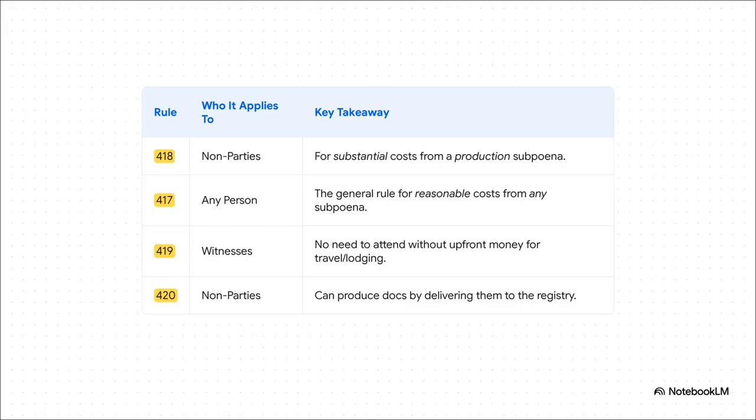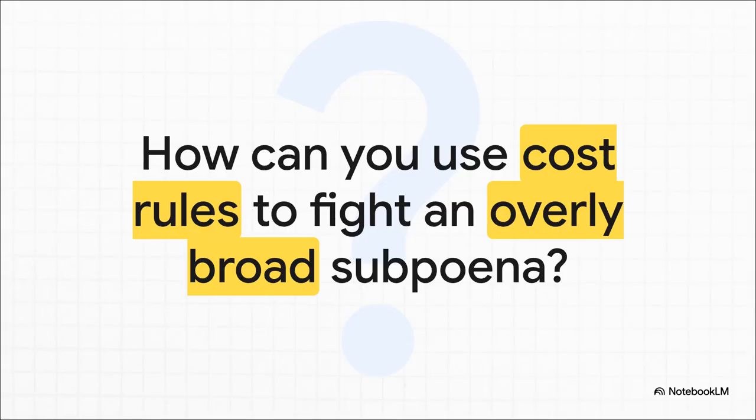Okay, let's put it all together. This is the slide to screenshot for your final revision. Just remember, Rule 418 is your special rule for non-parties with substantial costs from a production subpoena. Rule 417 is your general catch-all rule for any person with reasonable costs. Rule 419 means no conduct money, no witness. And Rule 420 is that handy rule that lets non-parties just send the documents to the registry. Got it? Good.